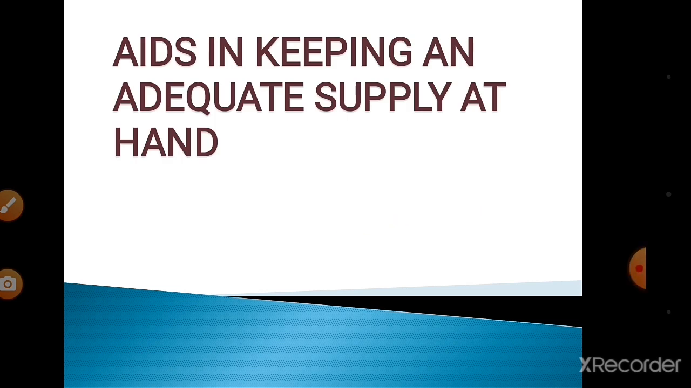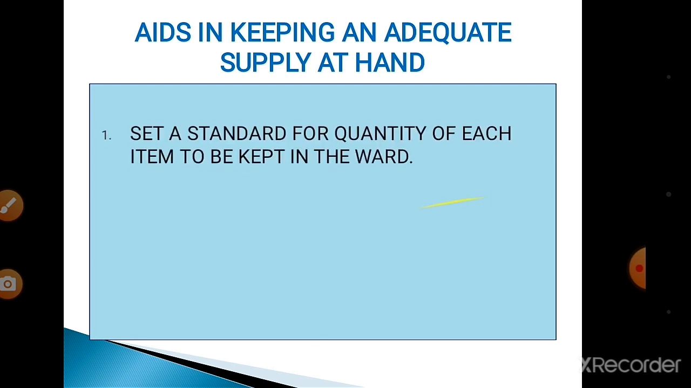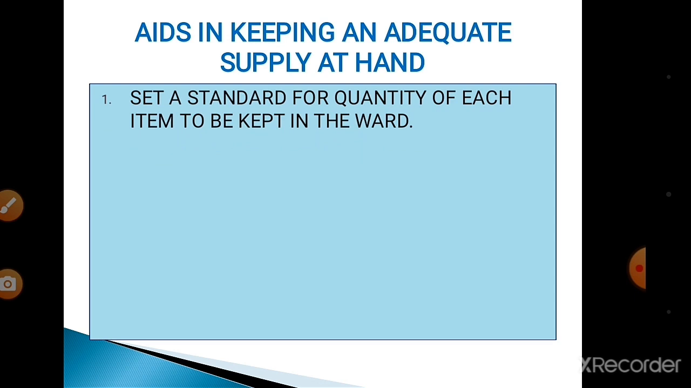Today our topic is aids in keeping an adequate supply at hand. There are 4 points under this topic. Number 1, set a standard for quantity of each item to be kept in the ward.